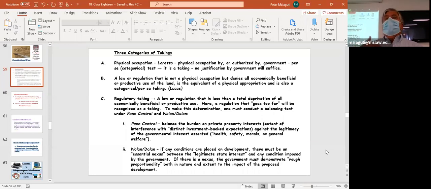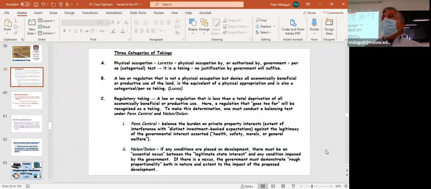So at some point, if these regulations unreasonably interfere with my ability to use the property, then I'm entitled to just compensation, even if the regulations are done for public purpose, okay? Now, that's not an easy call to make, is it? Can you see that?